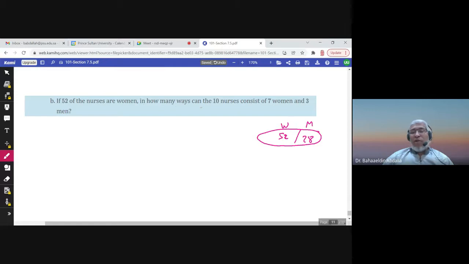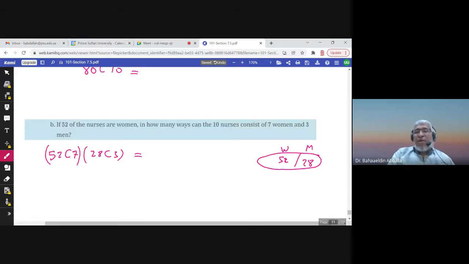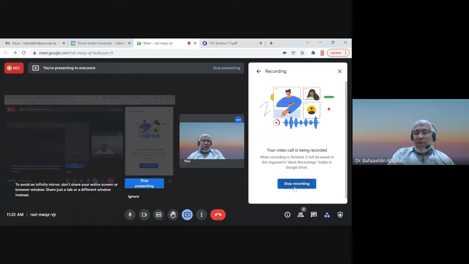In how many ways can the 10 nurses consist of 7 women and 3 men? All right. So I need to choose from the women 7. So 52C7. This is the number of ways of choosing 7 out of 52 times, because I also need to choose from the men 3. So 28C3, and this would be the answer. That's the end. I hope we understand now counting, permutations, and combinations.